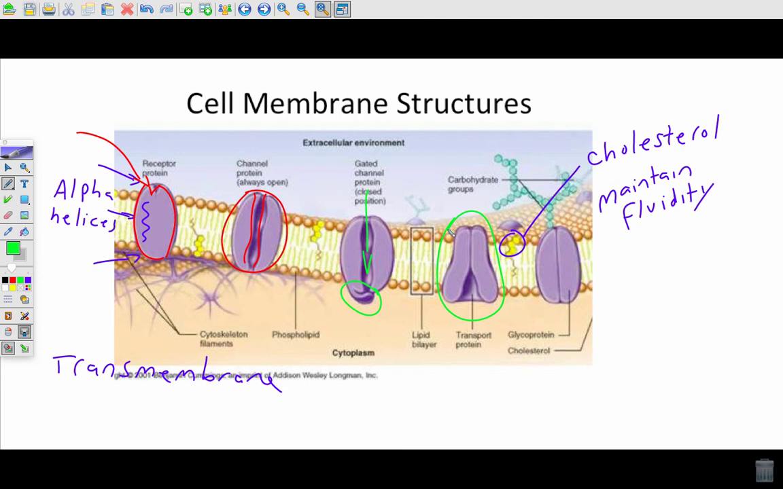Another kind of transmembrane protein are these transport proteins. Transport proteins only move specific materials. Because of that, they have another area. It's kind of like an active site, and that active site will only fit a certain kind of molecule. It's like the active site for enzymes.